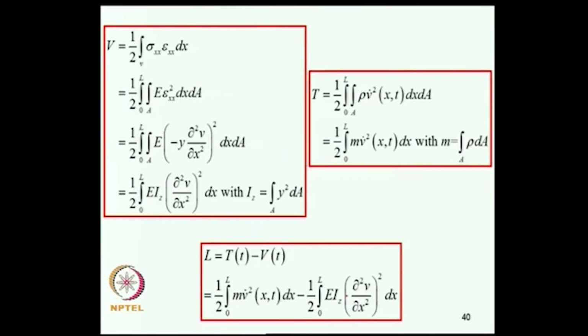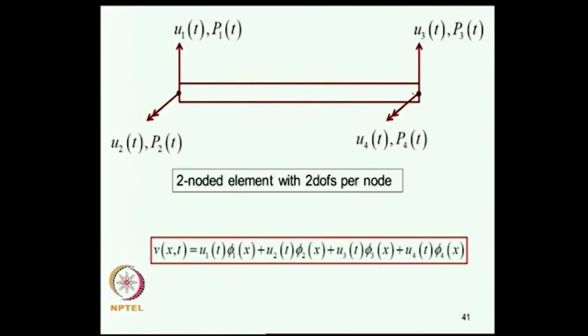In the next class what we will do is, we will consider the beam element to have 2 nodes, and at each node we will consider field variables to be the translation and rotation. This double arrow notation is for rotations. This is rotation using right hand rule convention. So, u2 and u4 are rotations, u1 and u3 are translations. Collectively we call them displacements.